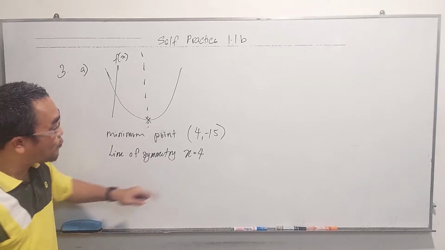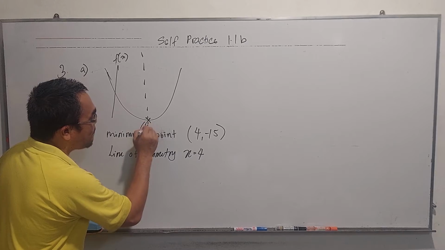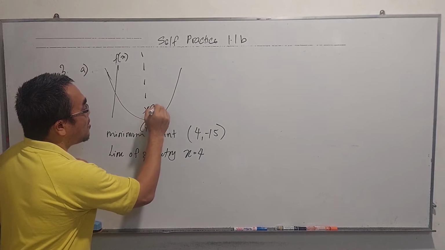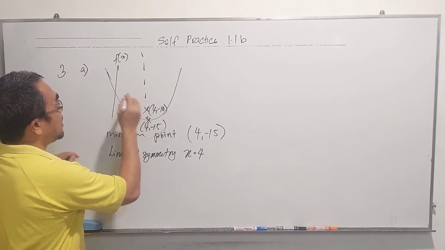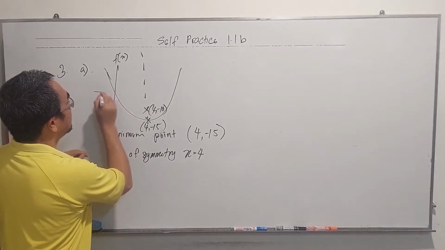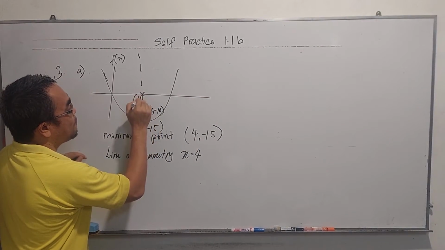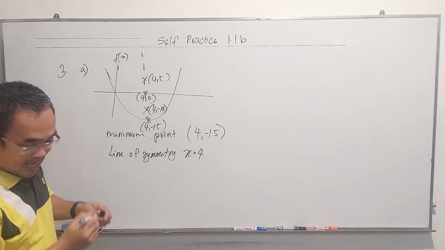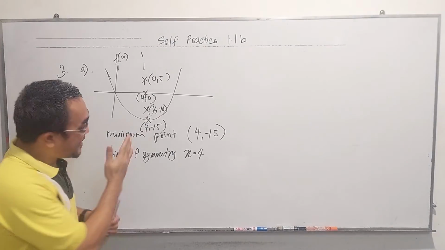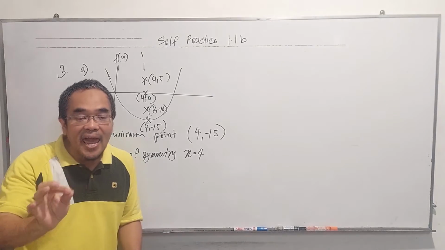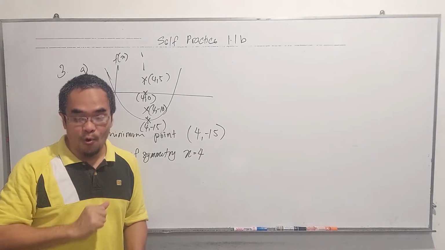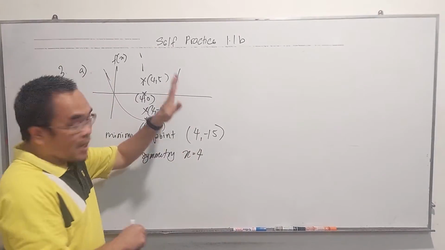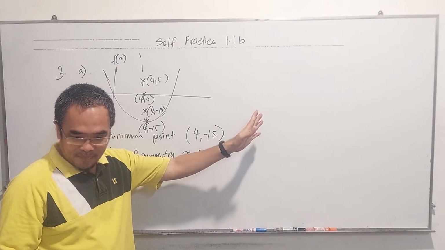Why is it called x equal to 4? Because the coordinate here will be (4, -15). Here could be (4, -10). Here is (4, 0). Here could be (4, 5). So what I want you to notice is that along this line, the x is constantly 4. Okay, alright. So now you answer my question. Later on, I will give you time to copy.